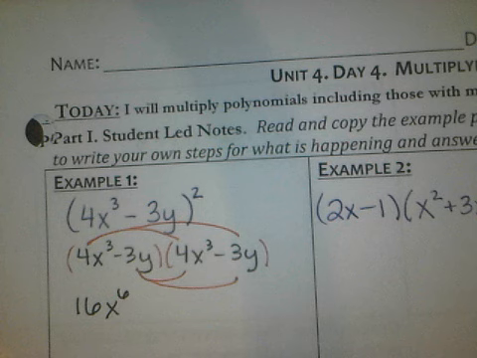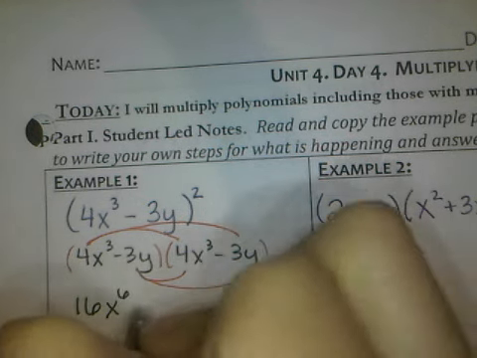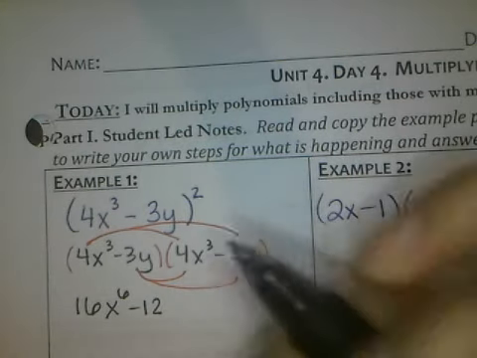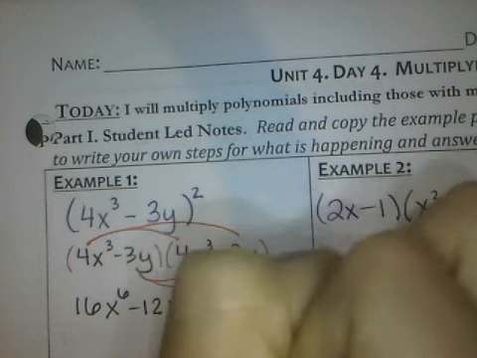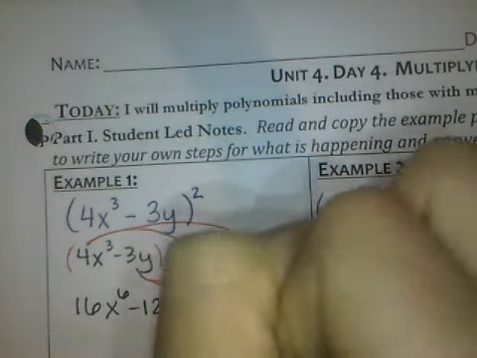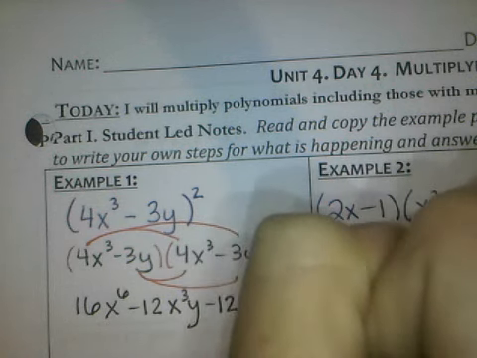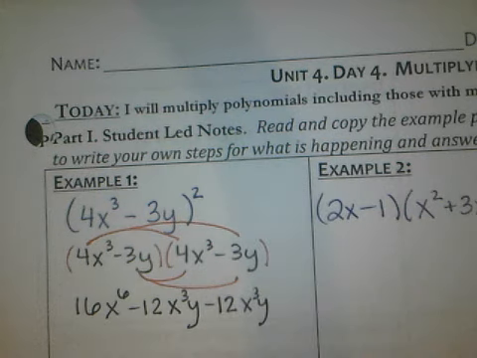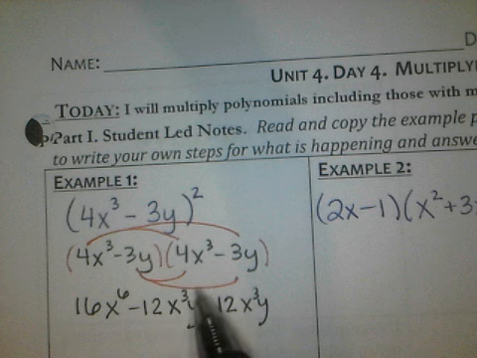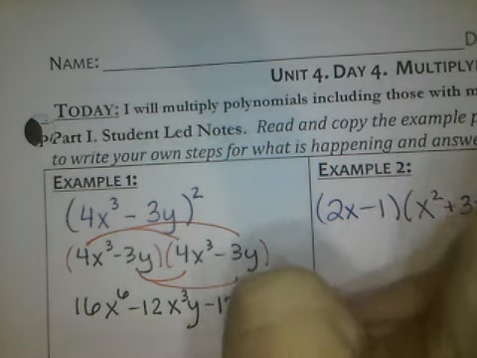If you continue out the rest of the 4 multiplications, 4x cubed times negative 3y is going to be negative 12. And then these are different variables, so I can't combine them. And I just write x cubed, y next to each other. Similarly, the second middle term is also negative 12 x cubed y. And if you were tempted to say y and then x cubed, that's fine. The order does not matter when you're inside the same term. Your last term is positive 9y squared.